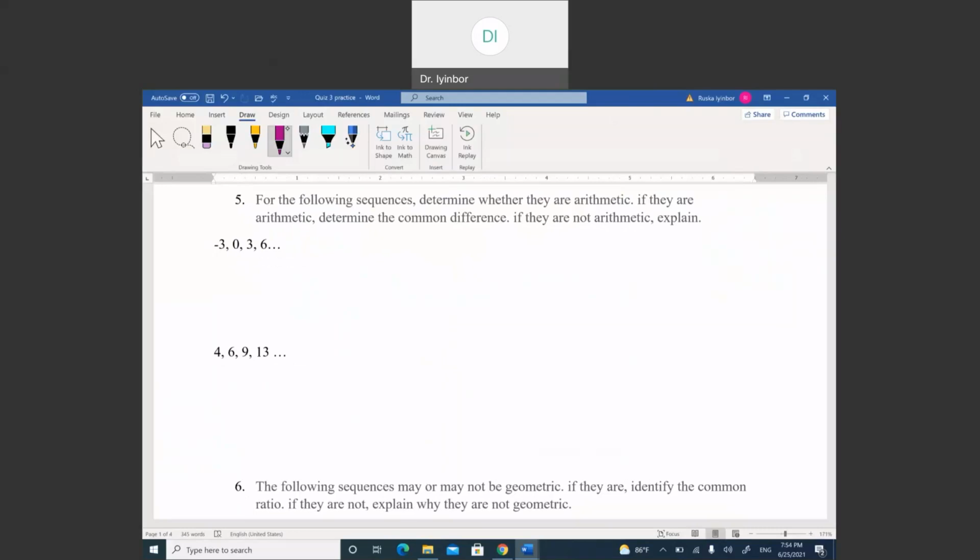Okay, so let's see what's happened here. Starting from negative 3, if you want to go to 0, you're adding 3, right? Then from 0 to 3, you add 3. From 3 to 6, you add 3 again. So in this sequence, from number to number, you add 3. So the answer here is yes. It's arithmetic.